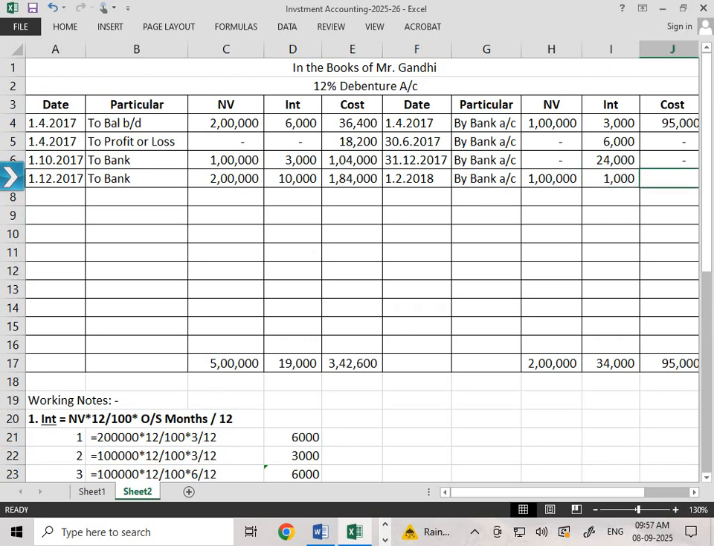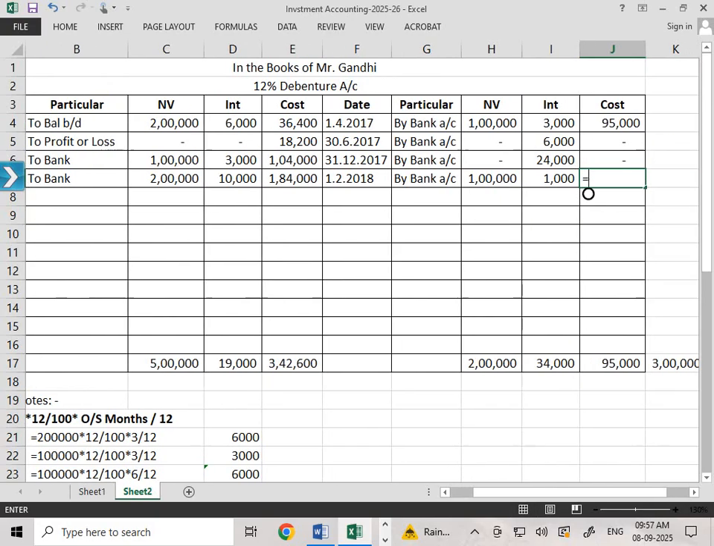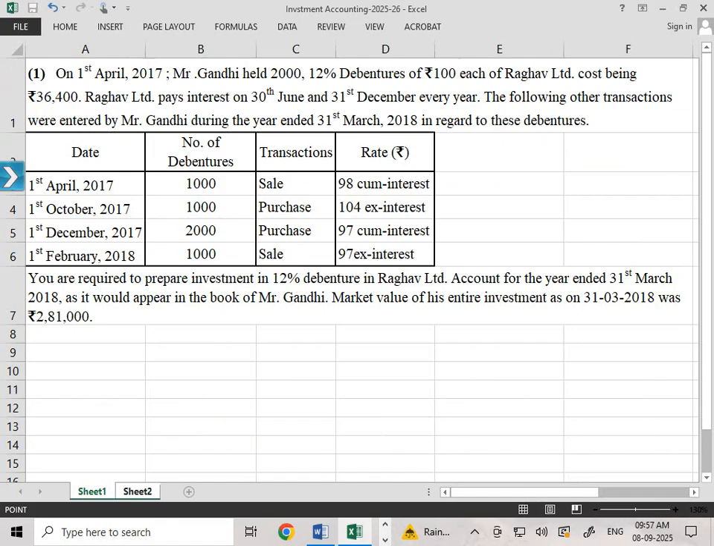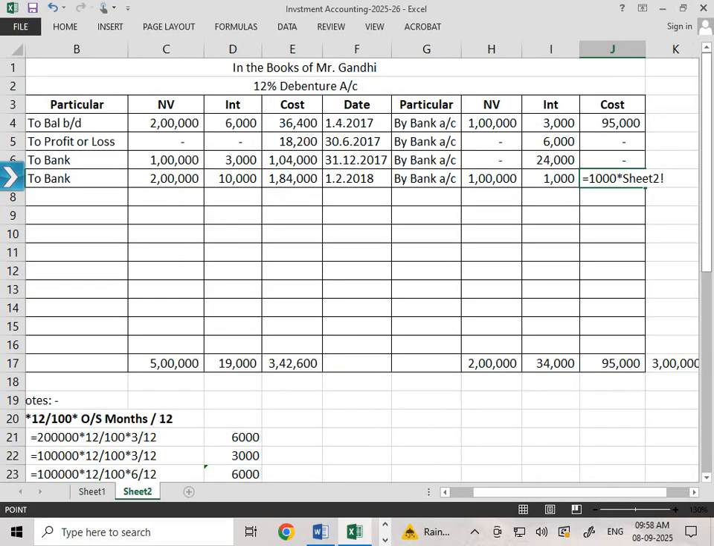Now we have to find out cost. How will you find out the cost? How many debentures sold? 1000, multiplied by the rate. Rate is 97 ex-interest. Ex-interest means there is no need of deducting interest. So here, multiply by 97. So 97,000.